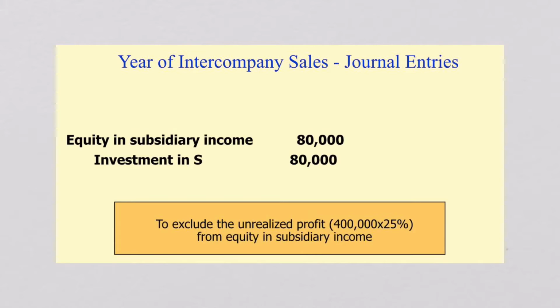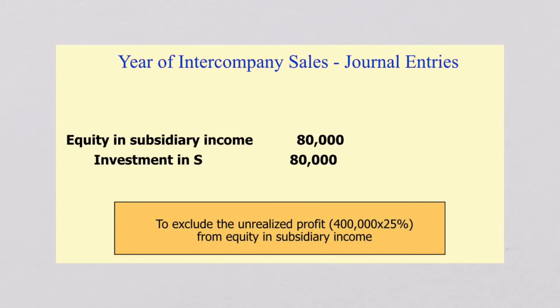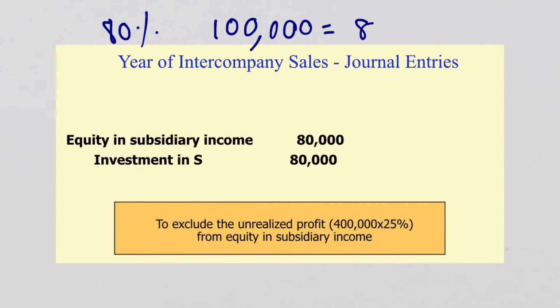If you do all the math, what you'll come up with is that $80,000 represents 80% of the unrealized profit. That's the 80% owned by the parent. The unrealized profit is a total of $100,000, thus 80, as we see here.